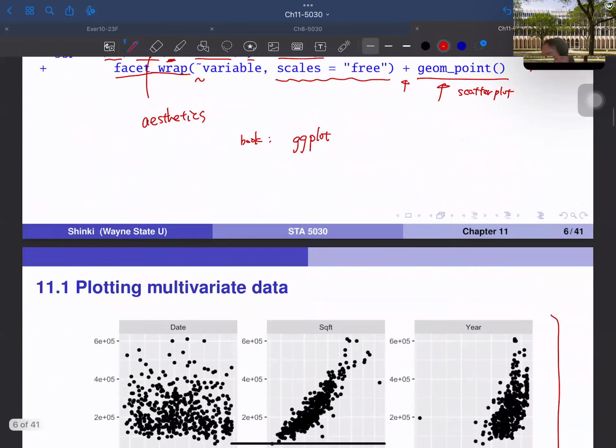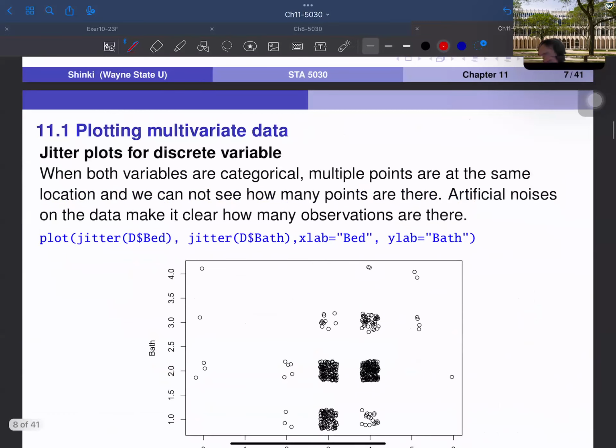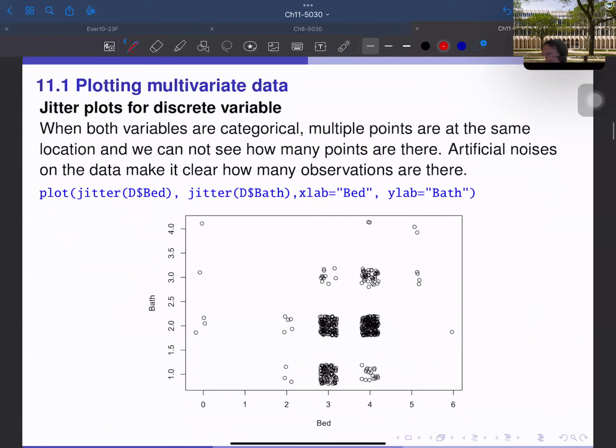Okay, so it's already 55. Sorry, I would like to finish just the last one. So this is the graph for the number of bathrooms and the number of bedrooms. And the problem is that we have so many points at the same location. So many houses have 3 bedrooms and 2 bathrooms. But still, we want to reflect the information that we have many observations here.